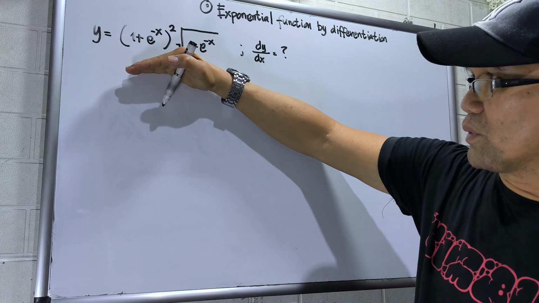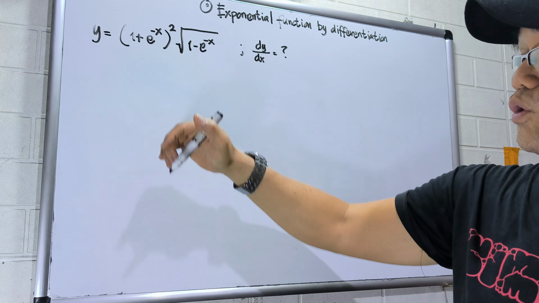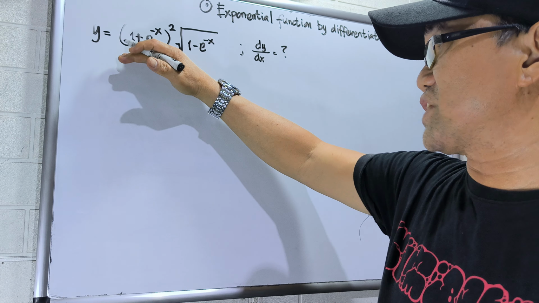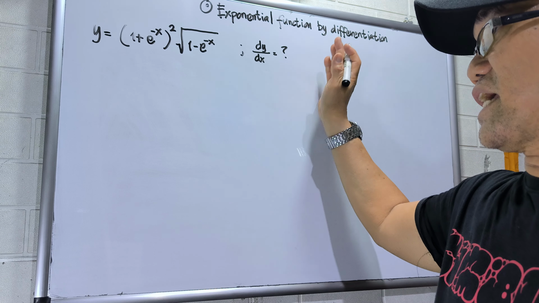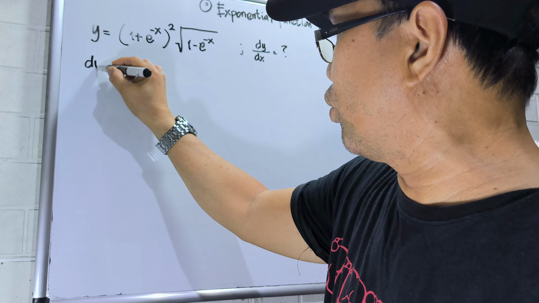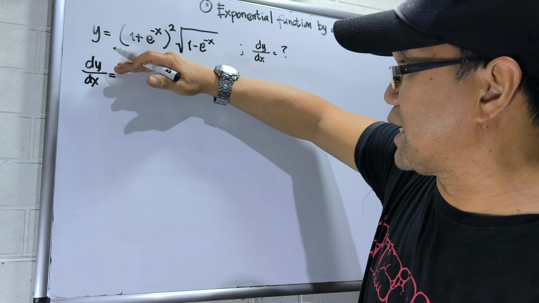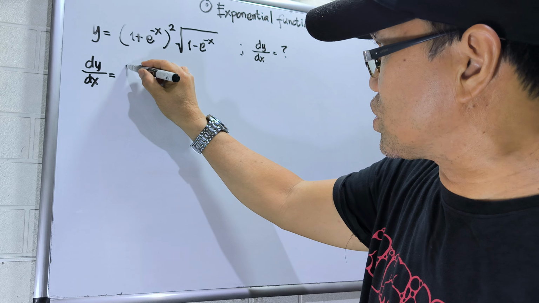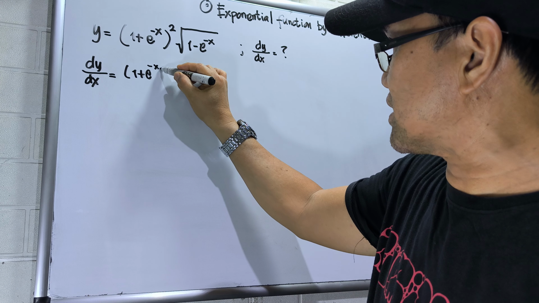Okay? So, we know that there are two terms, so we will use the product rule. We know the product rule: copy the first and then differentiate the second, then plus, copy the second, differentiate the first. So this will be dy over dx equals, as I said, I have to copy the first term. So this will be (1 plus e raised to negative x) squared.